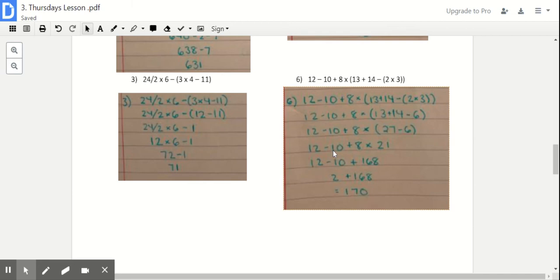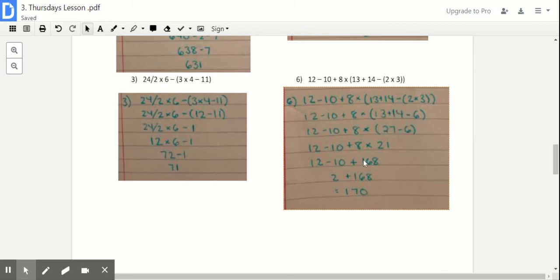So now I have 12 minus 10 plus 8 times 21. Realize how I'm going step by step. I'm continuing to write everything out. I'm keeping my work neat and organized. These are the steps you guys have to do in order to get to that correct answer.